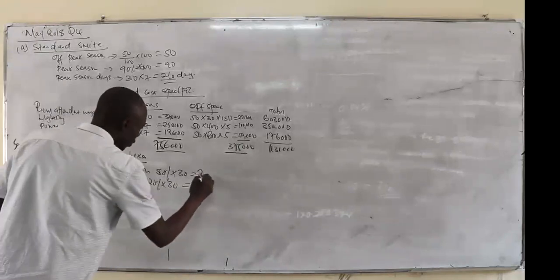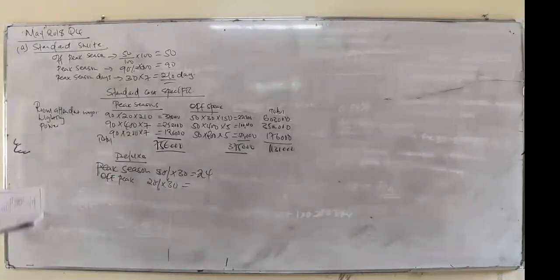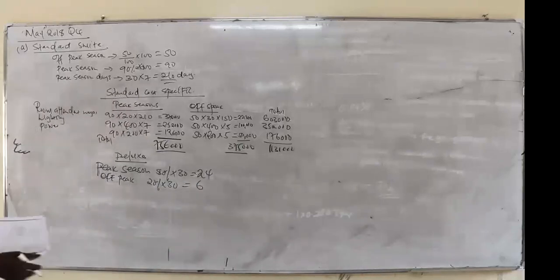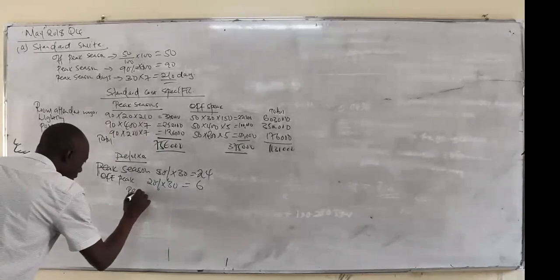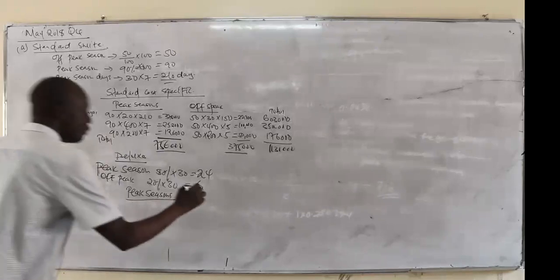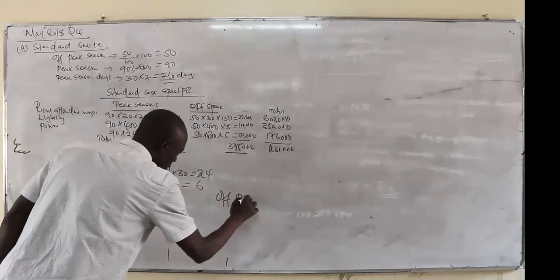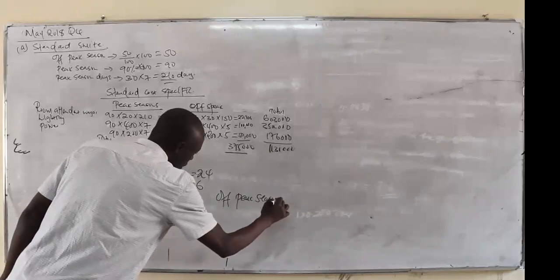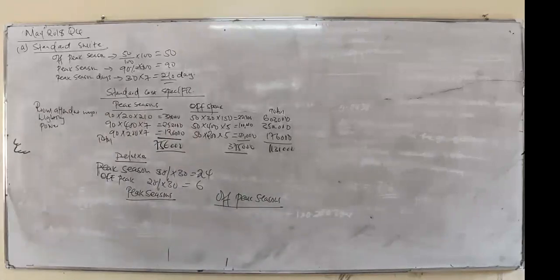So this one is 24. And the other one? So these are 6. So we're going to get the cost. Those are the cost under the off-peak and peak seasons. These are specific costs for deluxe. So we have peak seasons here, and then we have off-peak season.